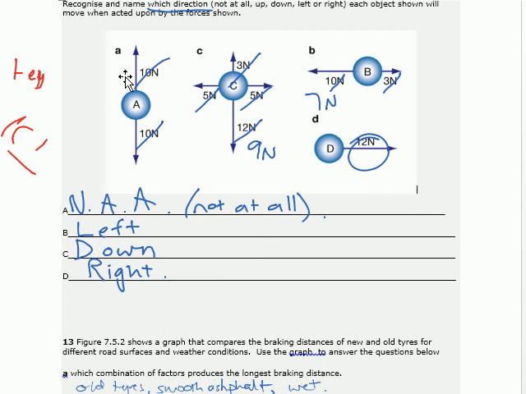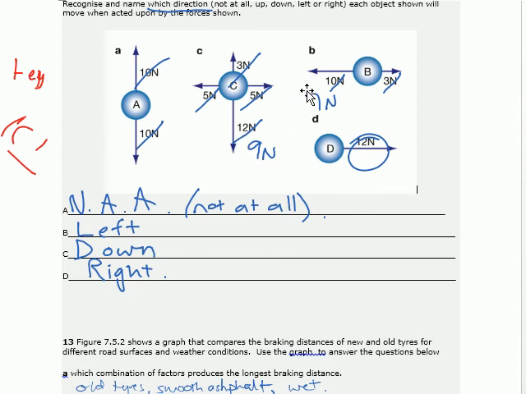Right, forces can work in different directions, as you know. And if you've got 10 newtons going up and 10 newtons going down, they're balanced. This is just like when you're standing on the ground. You're not sinking through the floor and you're not floating up in the air, because the force pushing you down or pulling you down is the same as the force pushing you up. So this one, A, it's not going to move anywhere. So I've said NAA, or not at all, for how that one's moving.